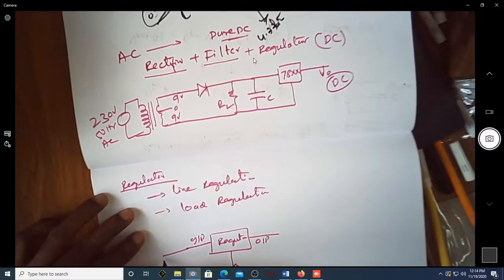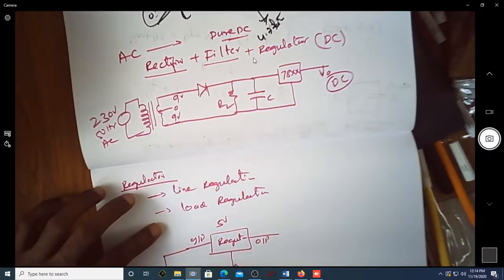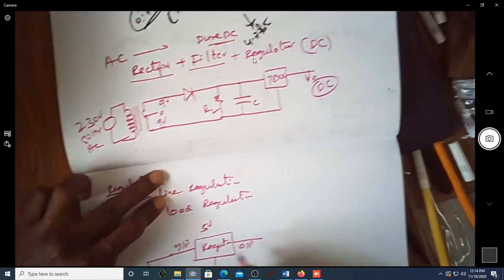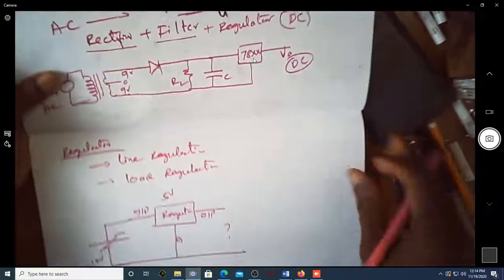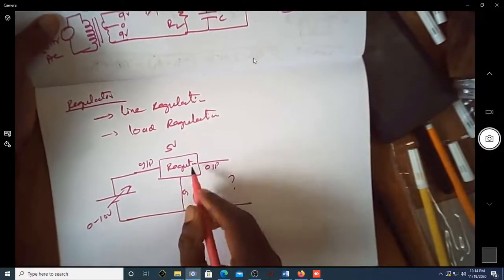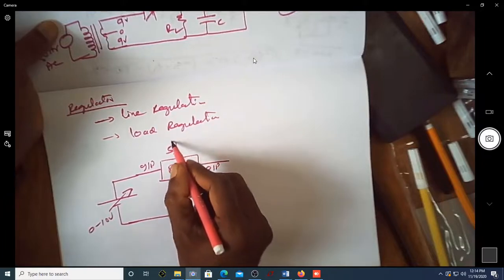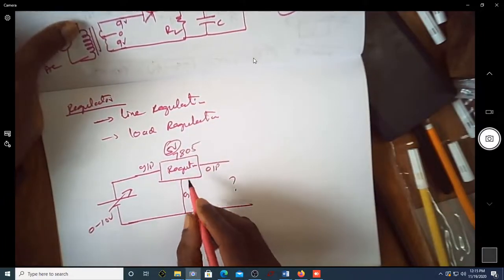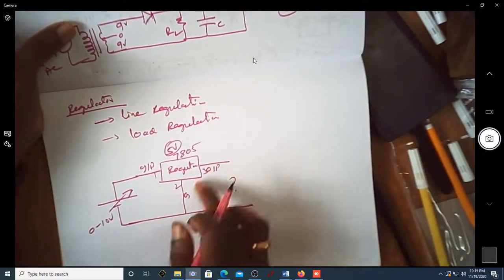Let us assume that this is a 5-volt regulator. If you apply a varying DC signal from 0 to 10 volt, what is the output voltage? That is the question. Since we have set it as 5 volt, let us assume that it is a 7805 regulator. This is an IC having 3 pins, 1, 2, 3.